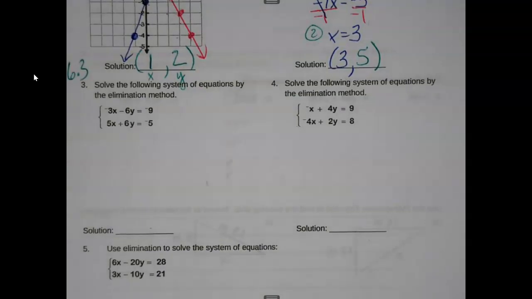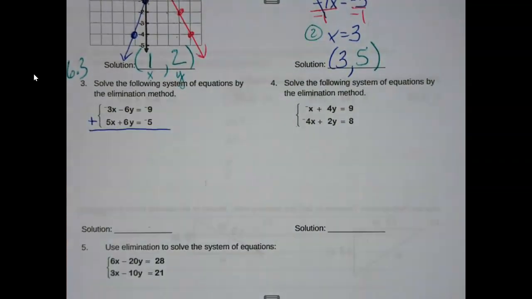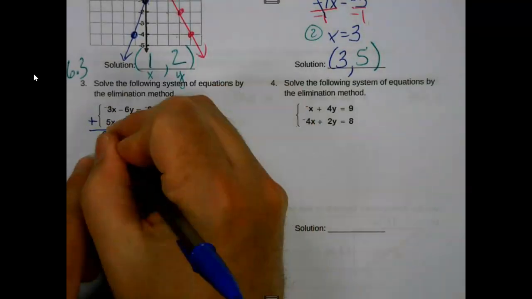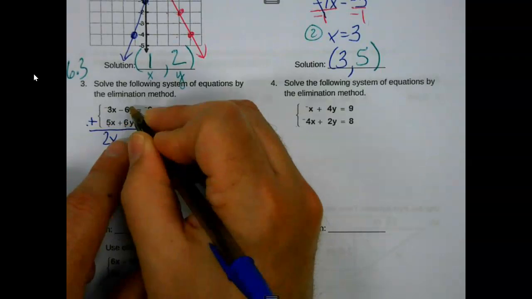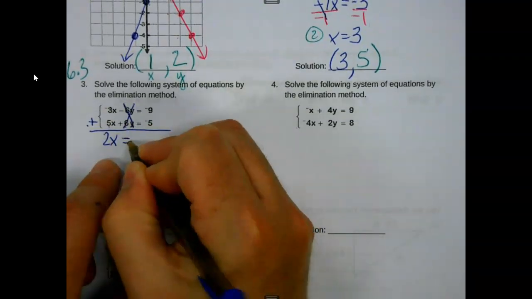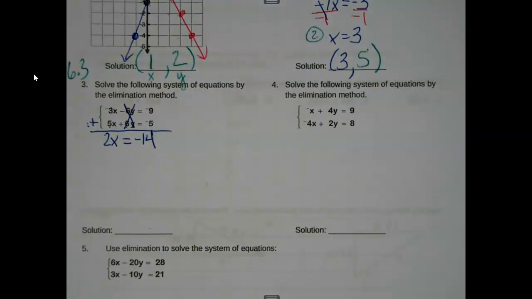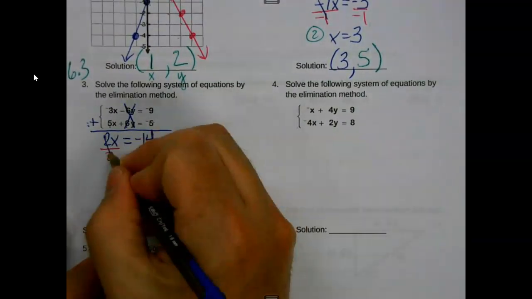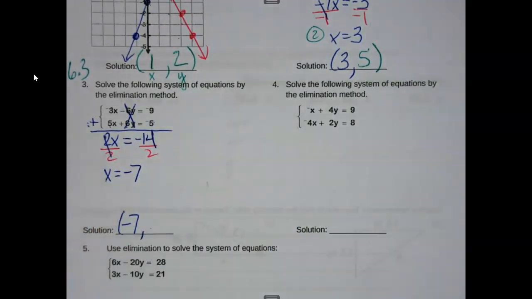So what's my job here? I'm hoping that I can just add down and make a variable go away. That's what I'm hoping. It may not happen every time, though. So here I go, and I'm like, negative 3 plus 5. Okay, that's 2. That didn't cancel out. Negative 6 plus 6, though. Ooh, that does. That's good. And negative 9 plus negative 5 is negative 14. Hey, I only got one step I got to do. This is nice. So I got my x already. That was cool. But I'm not done.